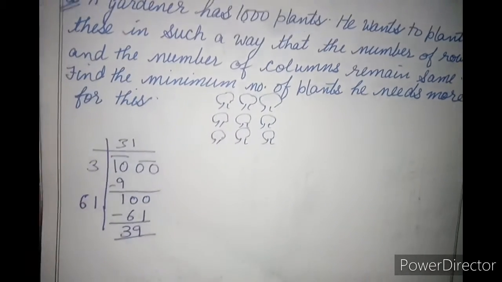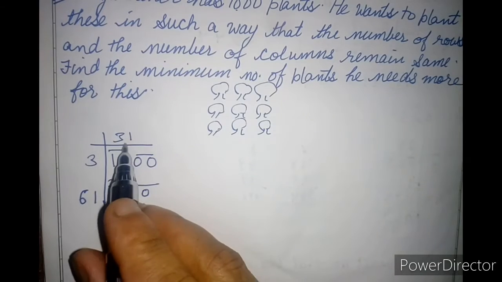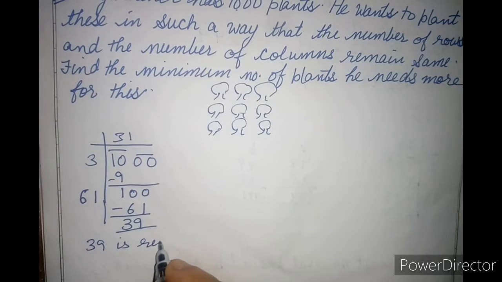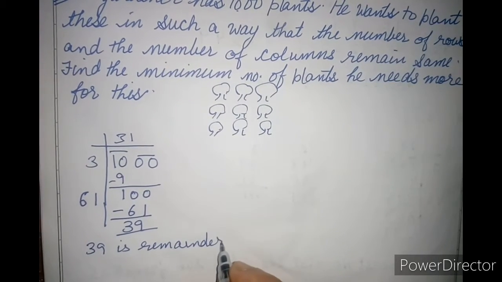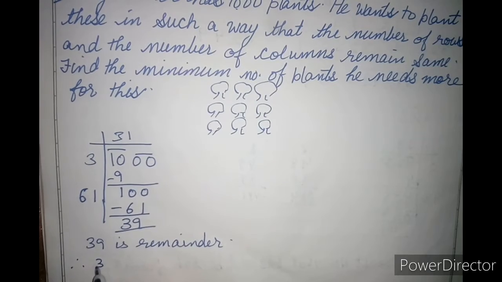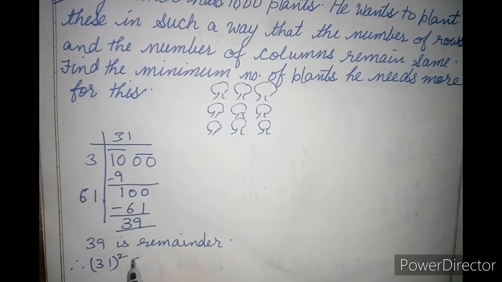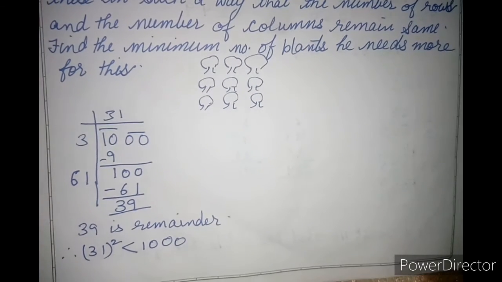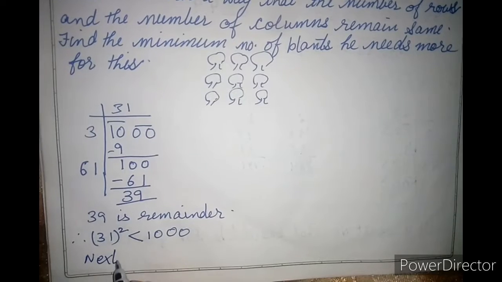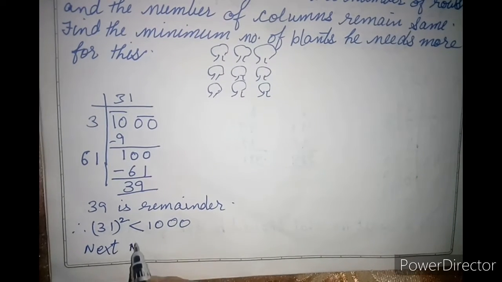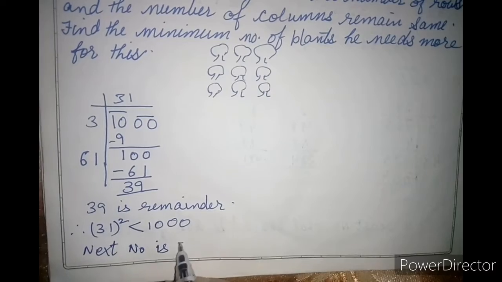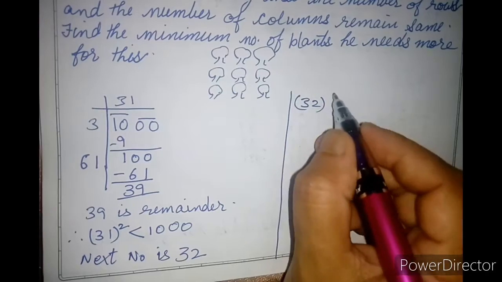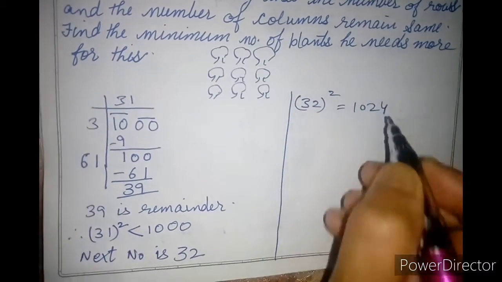In the case of adding, what did we do? This shows 39 is the remainder. Therefore, what did we find out? That 31 square is less than 1000. Okay, so for the next number, just question number 5 we have done. What comes after 31? It is 32. So the square of 32 is 1024.